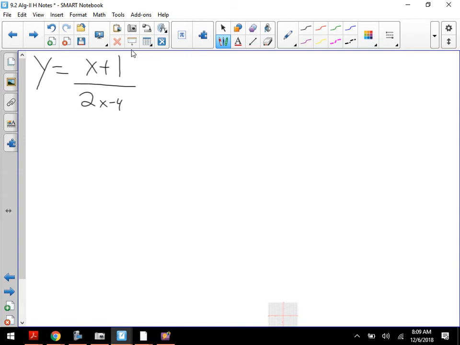That means that the horizontal asymptote will be at y equals the fraction of the leading term coefficients. What's the leading term coefficient of the numerator? And what's the leading term coefficient of the denominator? 2. So you're going to have a horizontal asymptote at y equals 1/2. Where's your vertical asymptote?